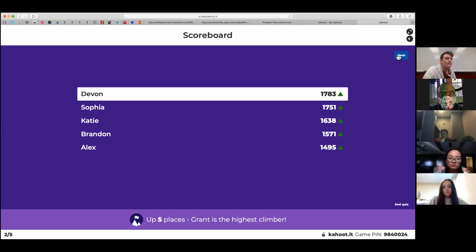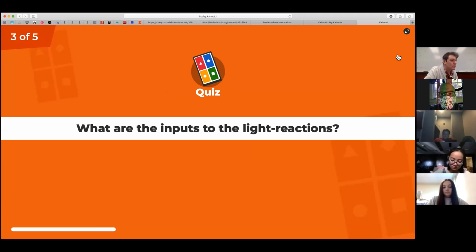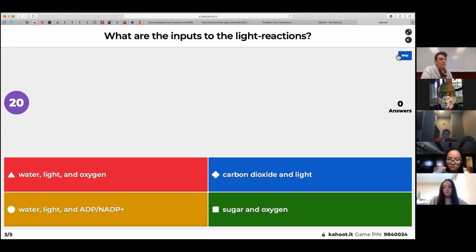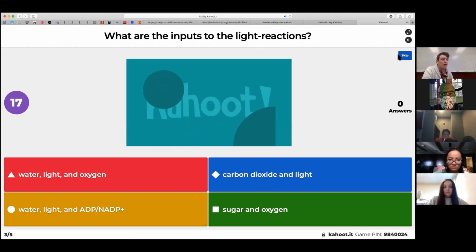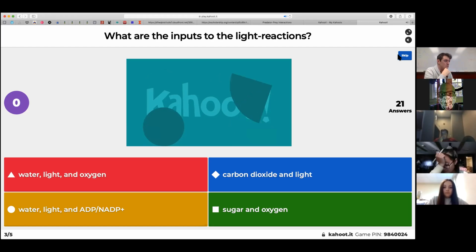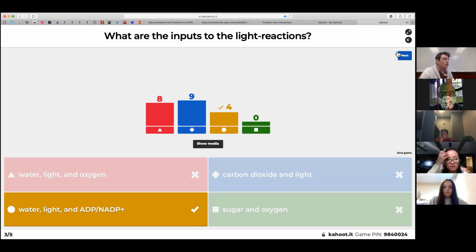All right. What are the inputs to the light reactions? The first part of photosynthesis, the only part we talked about last time, what goes into the light reactions? Okay, good. So I picked these first two because I wanted to remind myself to clarify something.